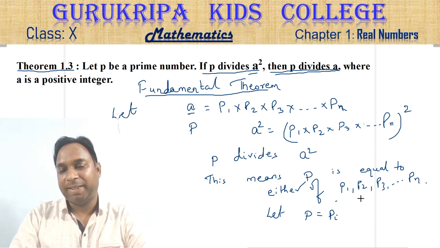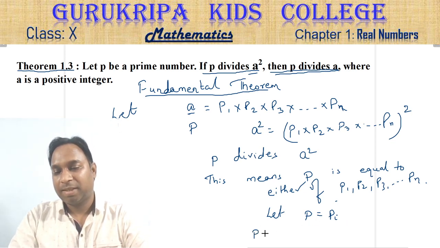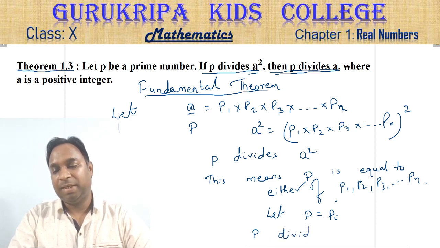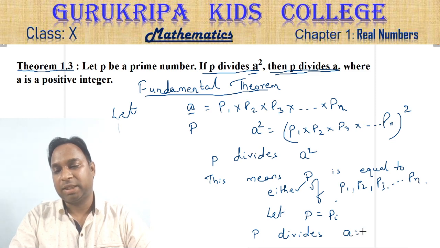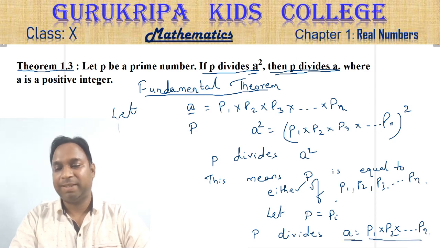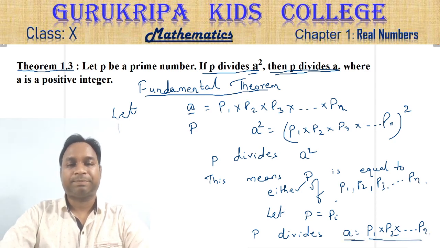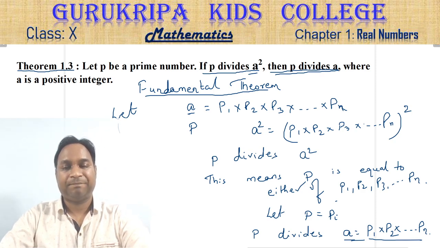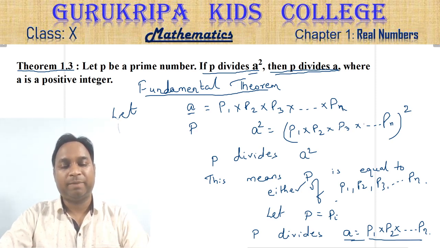Now when P is equal to Pi, then P divides A, which is equal to P1 into P2 and so on up to Pn. That means P divides A. Okay? If P divides A square, that means P also divides A. We have seen the theorem with the help of examples and we have proved the theorem mathematically also.